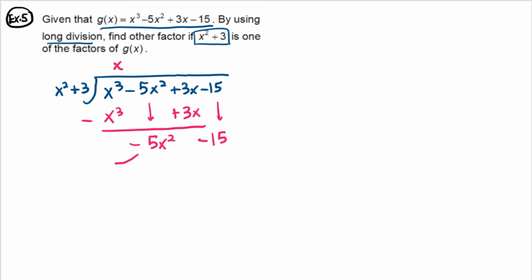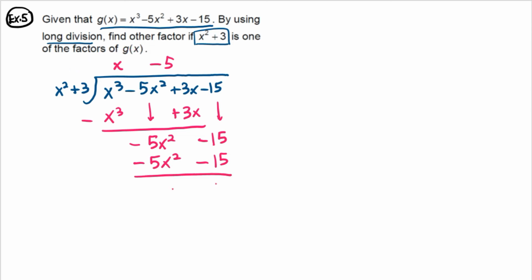Now I need to divide this with this, so I'll have negative 5x squared divided by x squared, we get a negative 5. So you have a negative 5 there. Now you multiply by negative 5. I'm multiplying negative 5 with x squared, I have a negative 5x squared. I'll multiply negative 5 with 13, I have a negative 15. So this one will become 0.